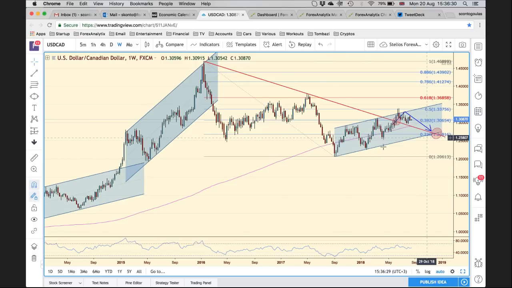If there is a NAFTA agreement and things start looking better for Canada, then I think we're going to go way down, test maybe 120 again. I don't see any reason why it shouldn't do that. Obviously, it will depend on what the dollar does overall, and that's been very hard to gauge. I'm still bearish the dollar in the medium term, but short term, anything can happen.